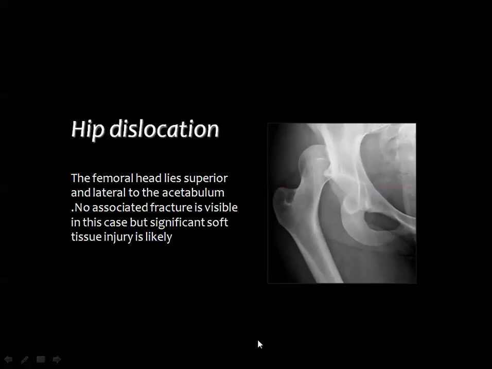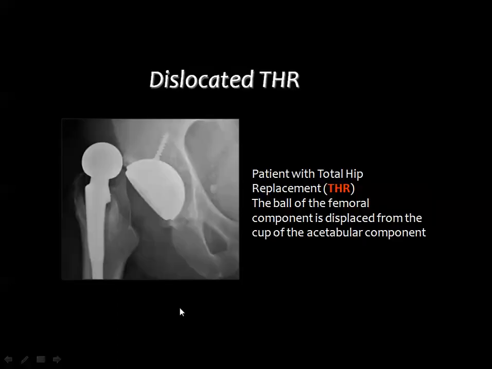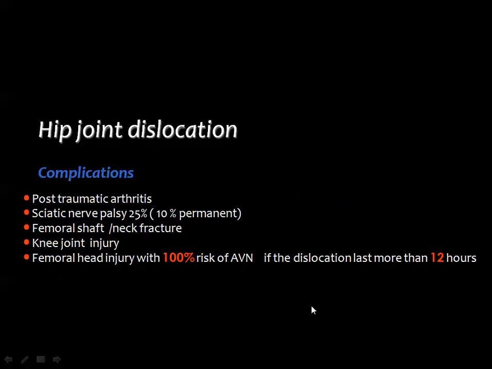And this is an example of the classic posterior dislocation of the hip joint with displacement of the femoral head superior and lateral to the acetabulum, internal rotation and adduction of the femur, and there may be a fracture of the posterior acetabulum rim. The dislocation can also involve a replaced hip joint, and you see this dislocation of the total hip prosthesis.